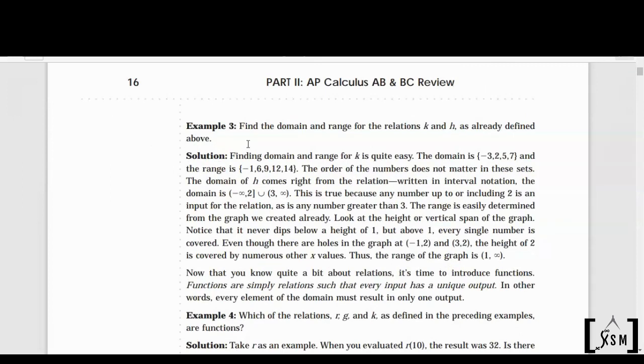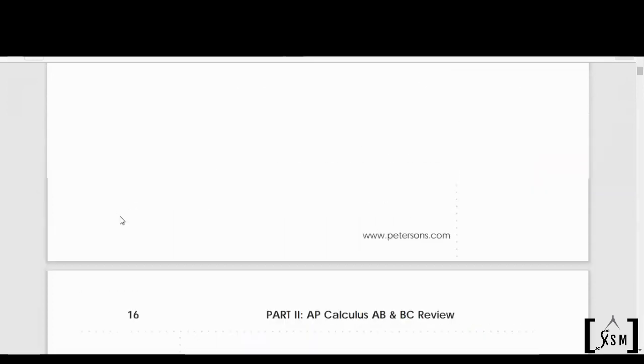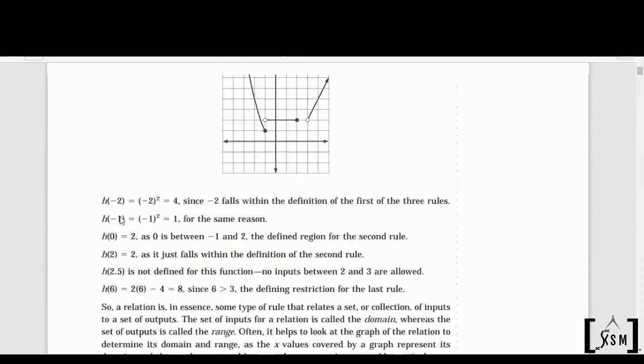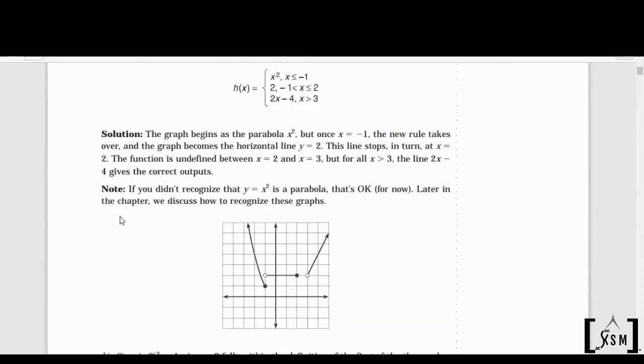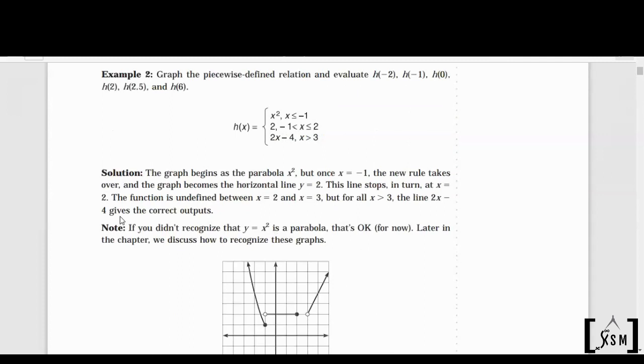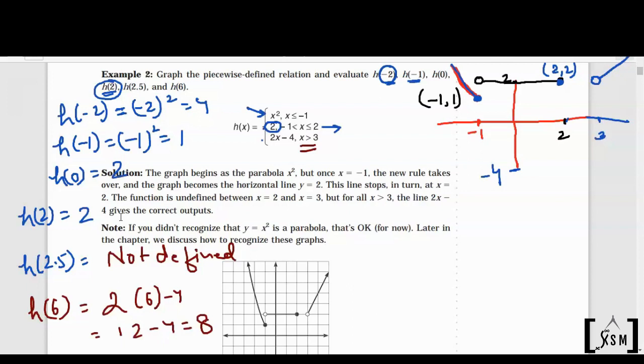Example 3: find the domain and range for the relations k and h as already defined. Okay, so we'll come to that same question and find the domain and range. Looking at the domain, domain means all the values where the function is defined for x. Okay, all those x values.